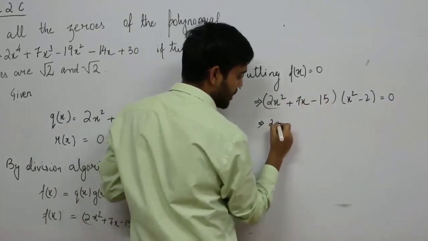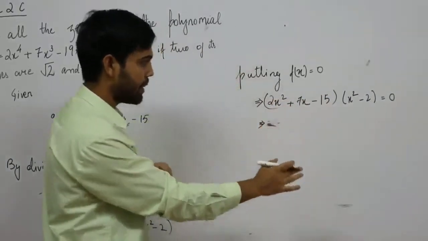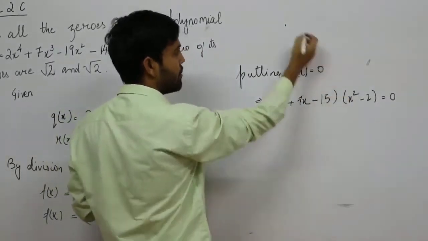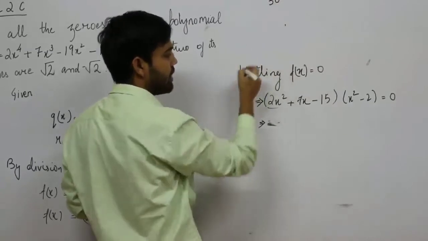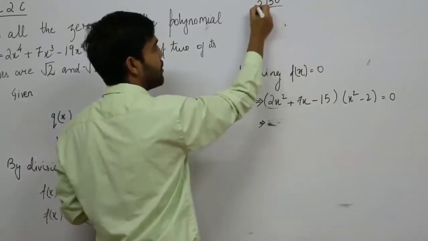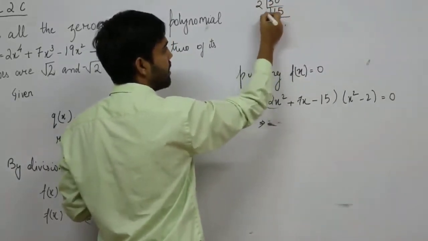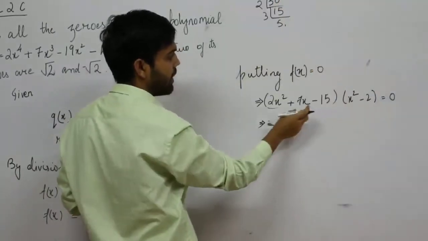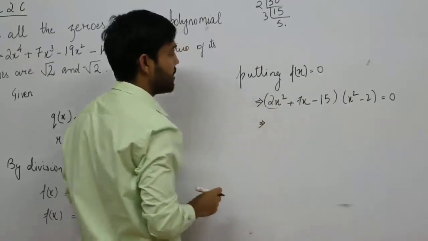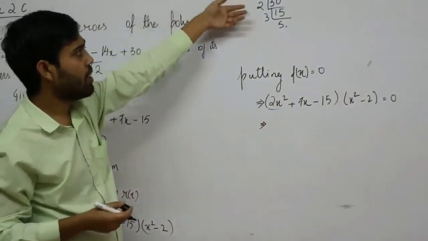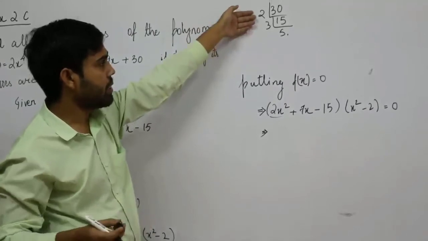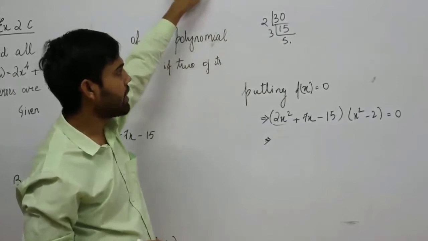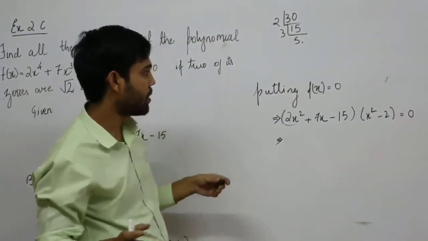So I have 2x squared plus 7x minus 15. How to split the middle term again? I take the product of the coefficient of x squared and the constant term. In this case, the product is 30. I factorize this, so I have 2 into 15 and then 3 into 5. These factors I have to use in such a way so that I get a 7. When will I get a 7? Let's see. In the first case, if I multiply 2 and 3, I am getting 6 and 5. So it will not give me 7.